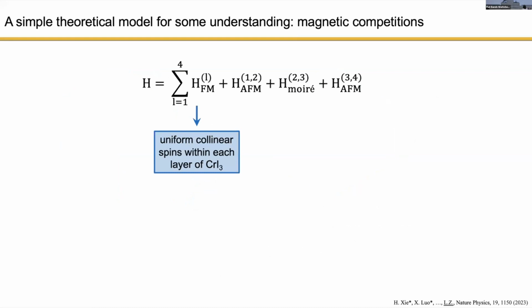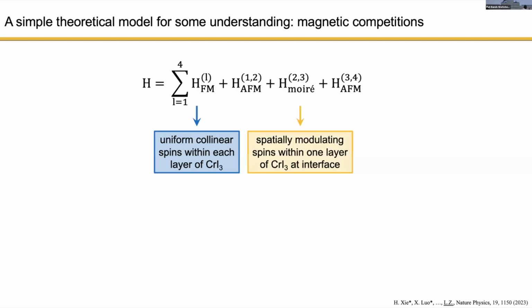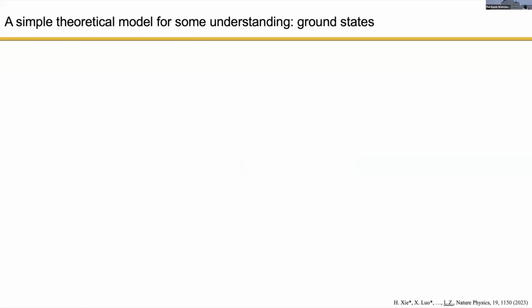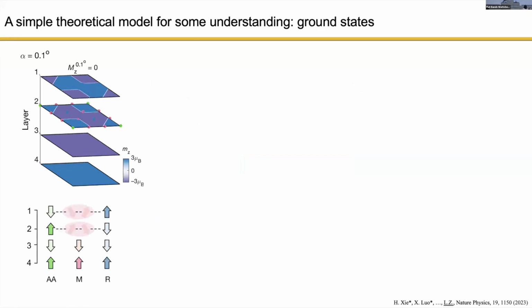Okay, so when we look at it, we first notice that the intralayer ferromagnetic coupling would prefer a uniform spin alignment within the layer because we have strong easy axis anisotropy there. But the Moiré interlayer exchange coupling actually prefers modulated spin textures because we have both antiferro and ferro there. So these two terms really compete with each other and give the final result. The competed result actually depends on the twist angle.